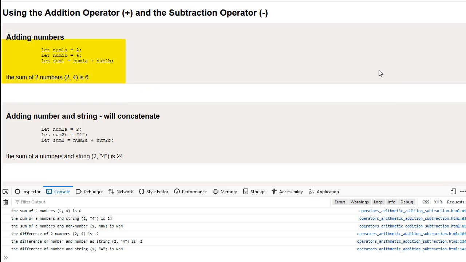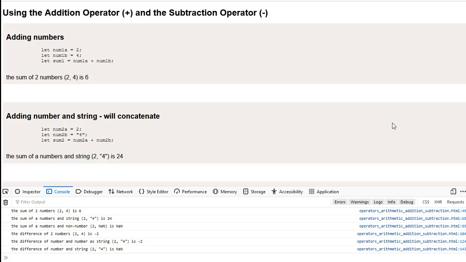So here I have num1a equals 2, num1b equals 4, and I have sum1 is num1a plus num1b. So I have simple addition here. And in my document.write statement, I am showing you that the value is 6. Also in my console statement, you can see that result also. So this is pretty simple and straightforward.